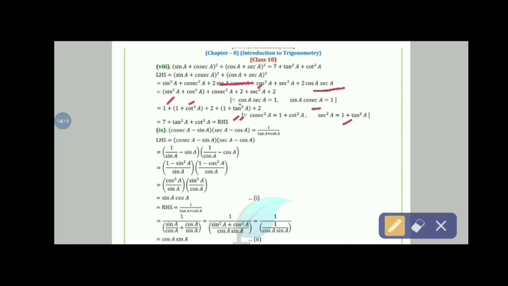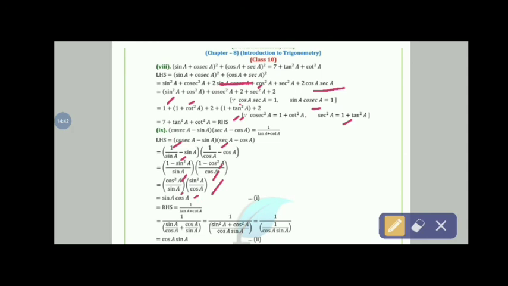Now the ninth part is (cosec a minus sin a) into (sec a minus cos a) is equal to 1 over tan a plus cot a. So first we are taking the LHS. The LHS is cosec a minus sin a, then within another bracket sec a minus cos a. So converting the reciprocals to sin and cos, we get 1 over sin a minus sin a, and 1 over cos a minus cos a. The LCM is sin a, so this becomes 1 minus sin square a, and this becomes 1 minus cos square a. So 1 minus sin square a is cos square a over sin a, and this is sin square a over cos a, so the result is sin a into cos a.